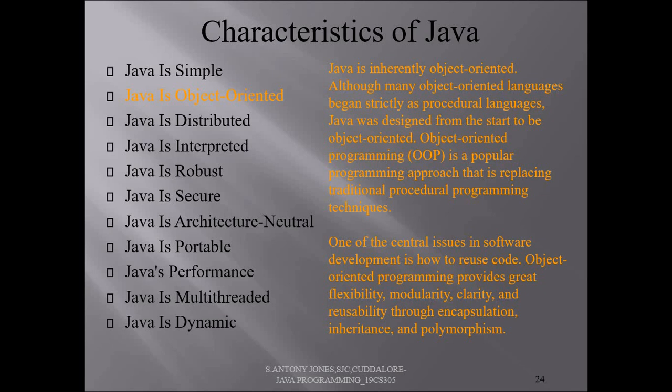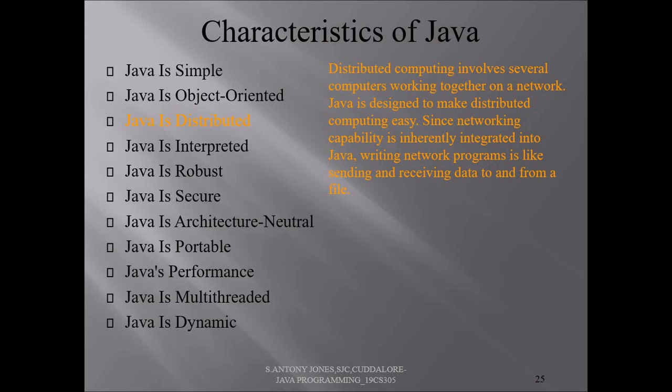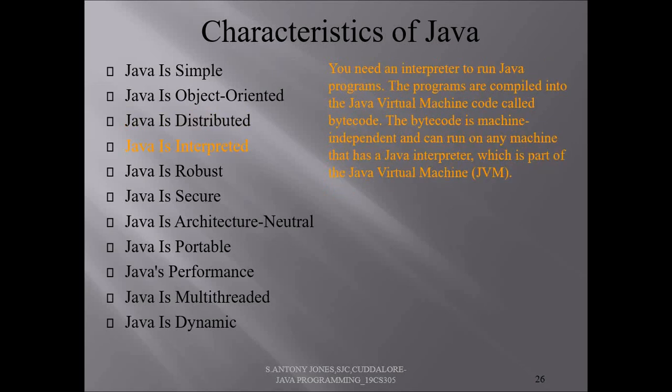Then we say it is distributed. Yes, Java is distributed across the network. Distributed computing involves several computers working together on a network. Java is designed to make distributed computing easier to use. Since networking capability is inherently integrated into Java, writing a network program is like sending and receiving data to and from a file, which can be easily handled by Java, and it also provides more security. Then we say it is interpreted.